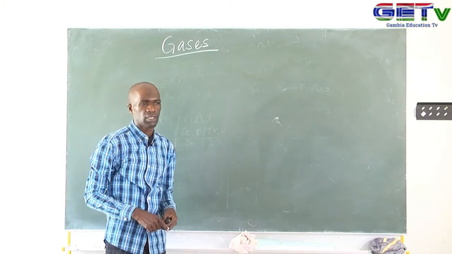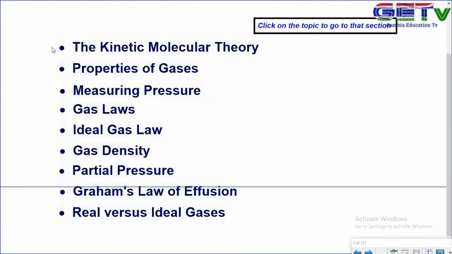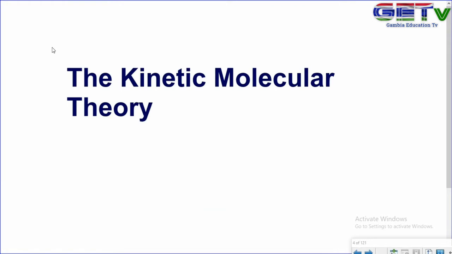So this is the table of content that we'll go through. First of all, we look at the kinetic molecular theory, properties of gases, measuring pressure, gas laws, ideal gas laws, gas density, partial pressure, Graham's law of diffusion or effusion, and the real versus ideal gases. First, we look at the kinetic molecular theory.